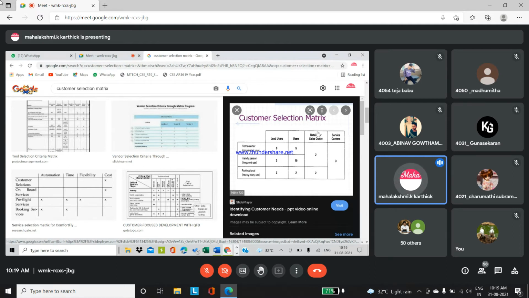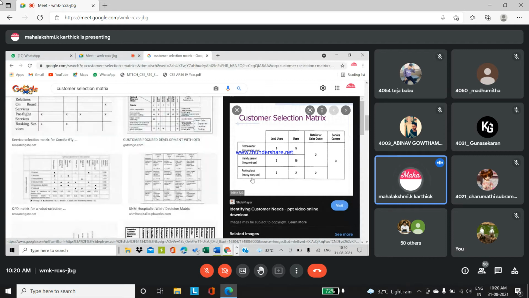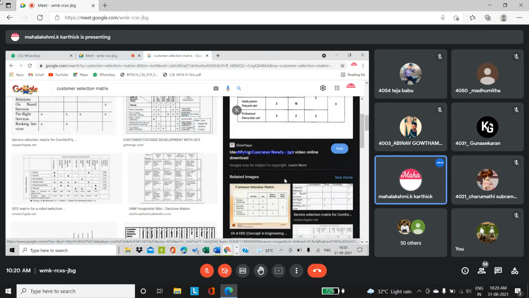With these people we can extend our sales. So you have to identify who are the service centers used. This is how the customer selection matrix is framed for any type of product development startup. Many examples are given here, just a sample I have shown you.